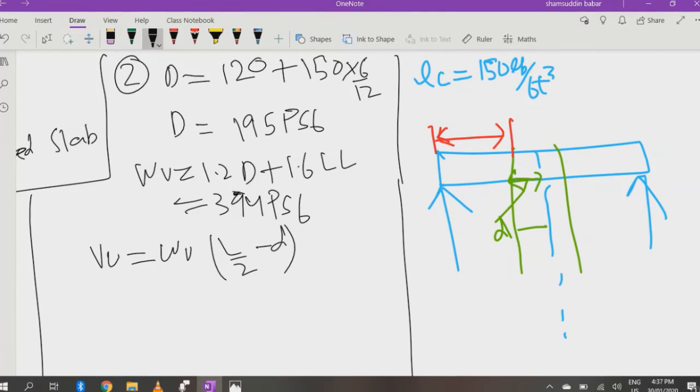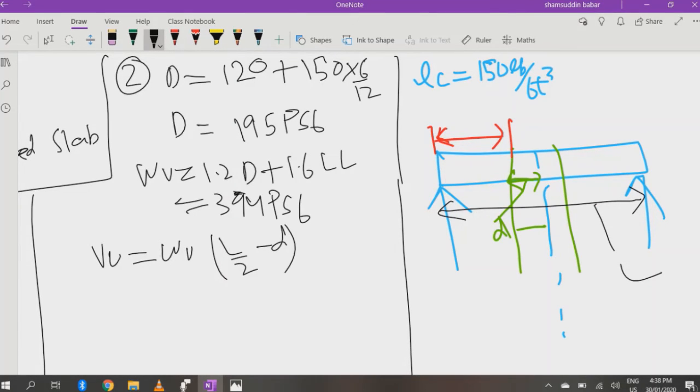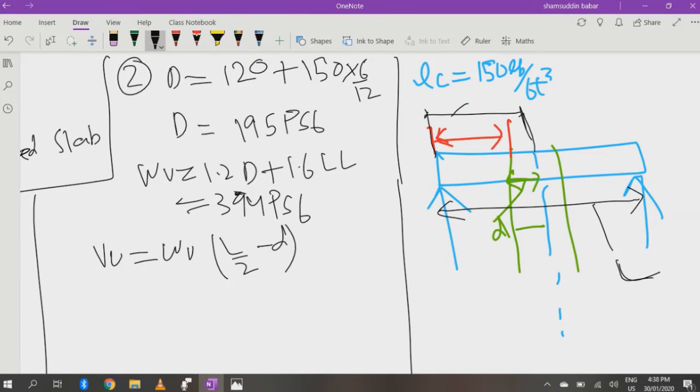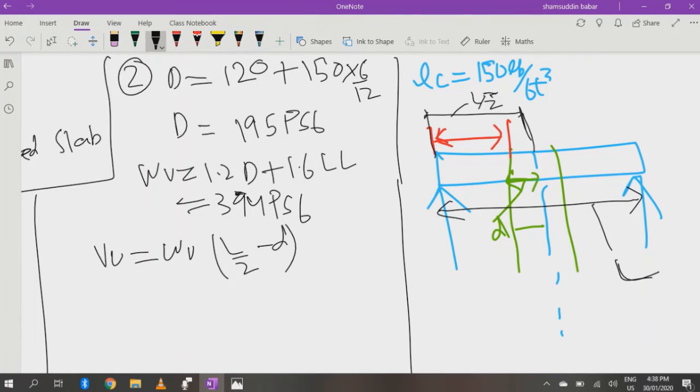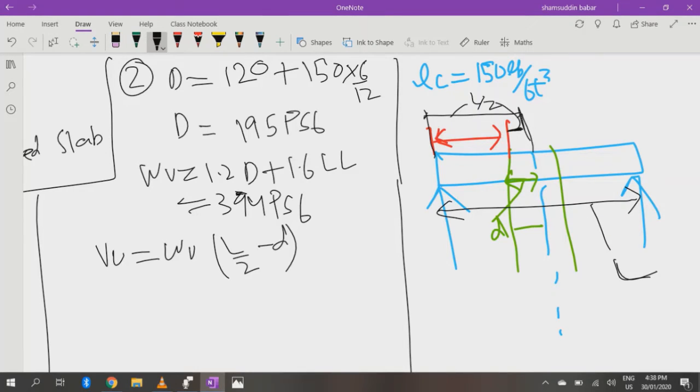Now I will assume that this is my whole distance from this to this. This is L, and if I divide it by 2, I will get this half distance. This distance is L by 2. If I subtract this distance from this, I will get this distance.